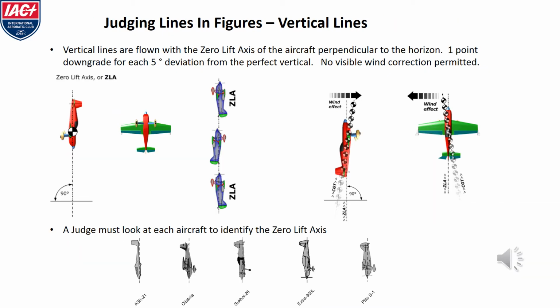Judges expect vertical lines to be flown with the aircraft's zero lift axis perpendicular to the horizon. There is 1 point downgrade for each 5 degrees of deviation from the perfect vertical. This is not wind corrected, but each airplane looks a little different, and the judge must identify the zero lift axis, the chord of the wing, not the longitudinal axis of the fuselage.